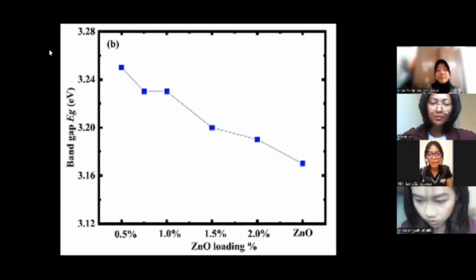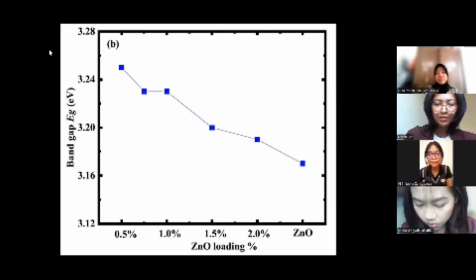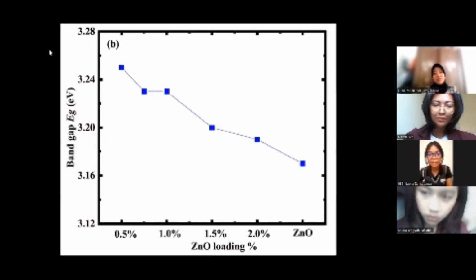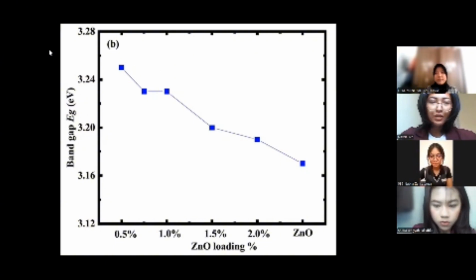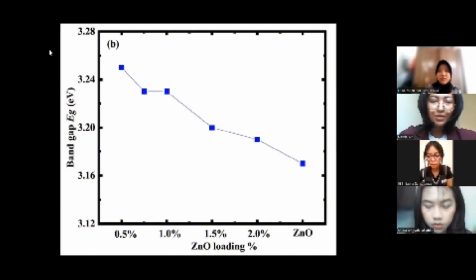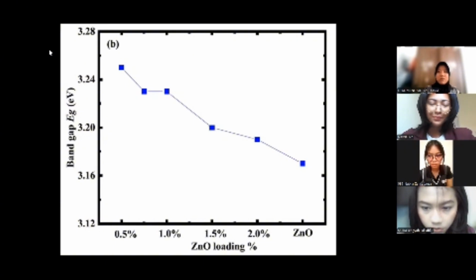Next, from an academic perspective, this graph serves as a clear demonstration of how compositional variation can influence fundamental electronic properties. The consistent trend suggests the material system is stable under the applied modification and that ZnO is effectively integrated without phase separation or anomalous behavior. Okay, guys, that's it, the explanation about the graph of the effects of ZnO, or zinc oxide, loading on band gap energy. And now we can go to the conclusion.